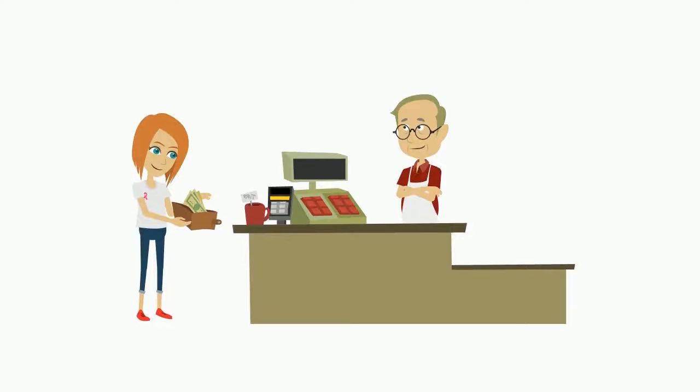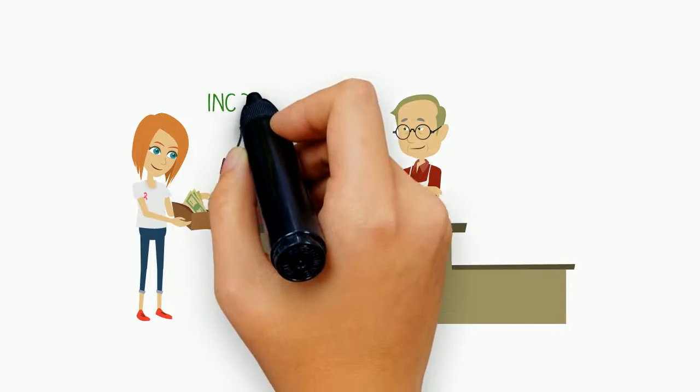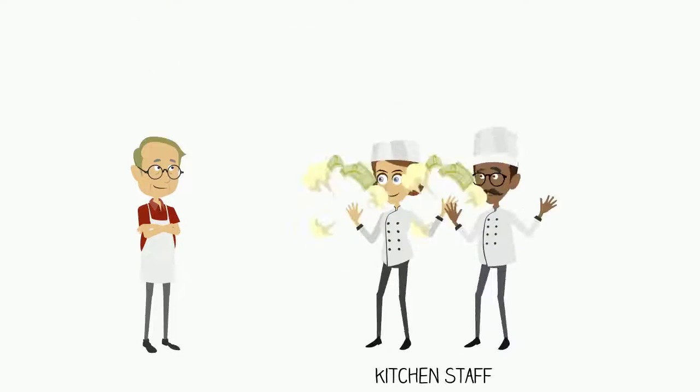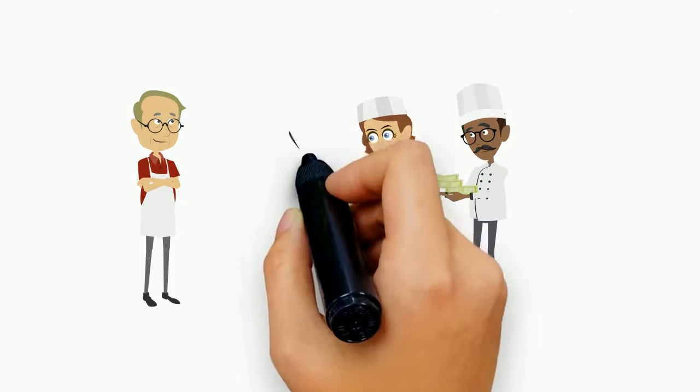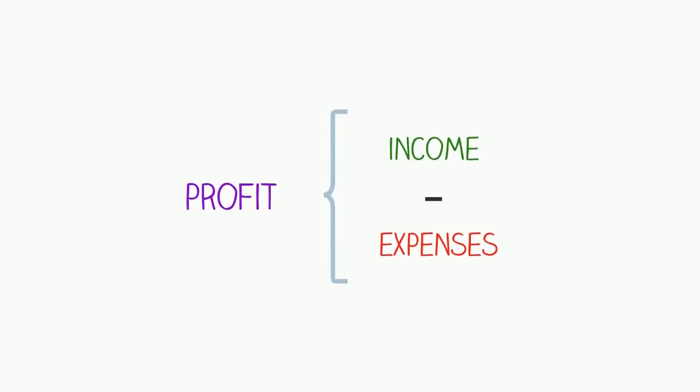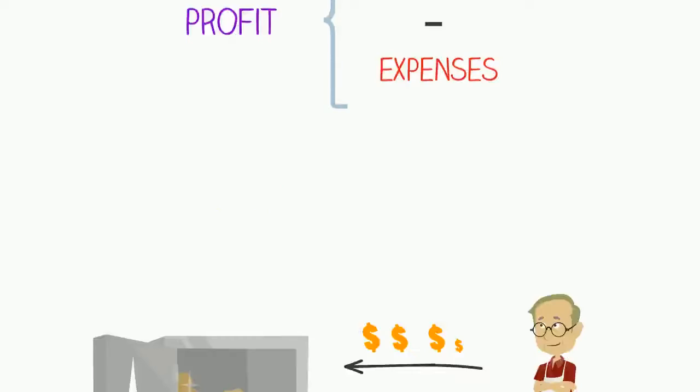Another important item for Gavin to track is the total amount of money which his customers pay him. This inflow is his income or revenue. Then he'll also have some money outflows like wages paid to kitchen staff and the cost of food. These are examples of expenses. If we take the total income and subtract the total expenses, we can find out Gavin's profit.